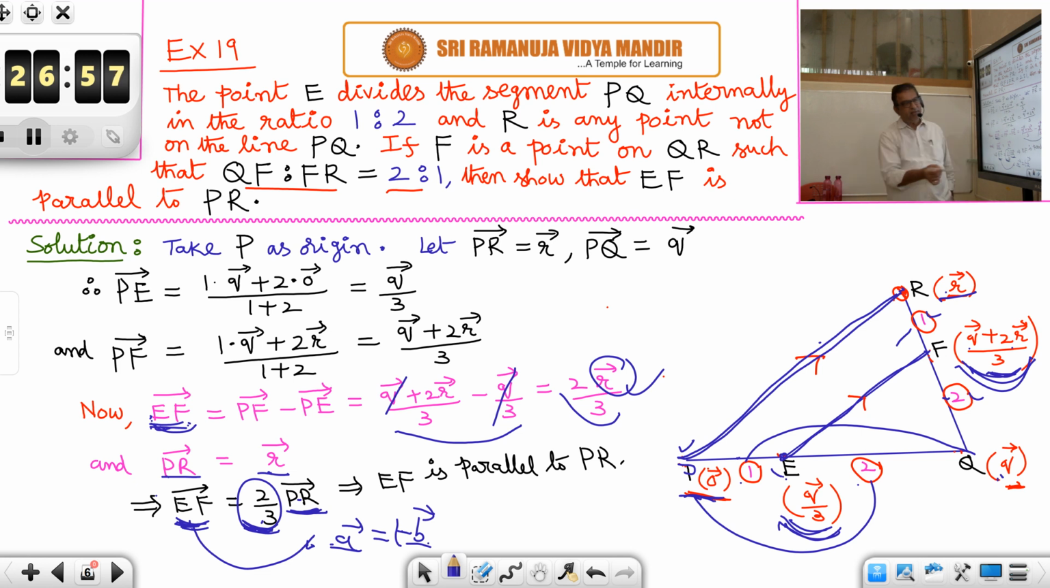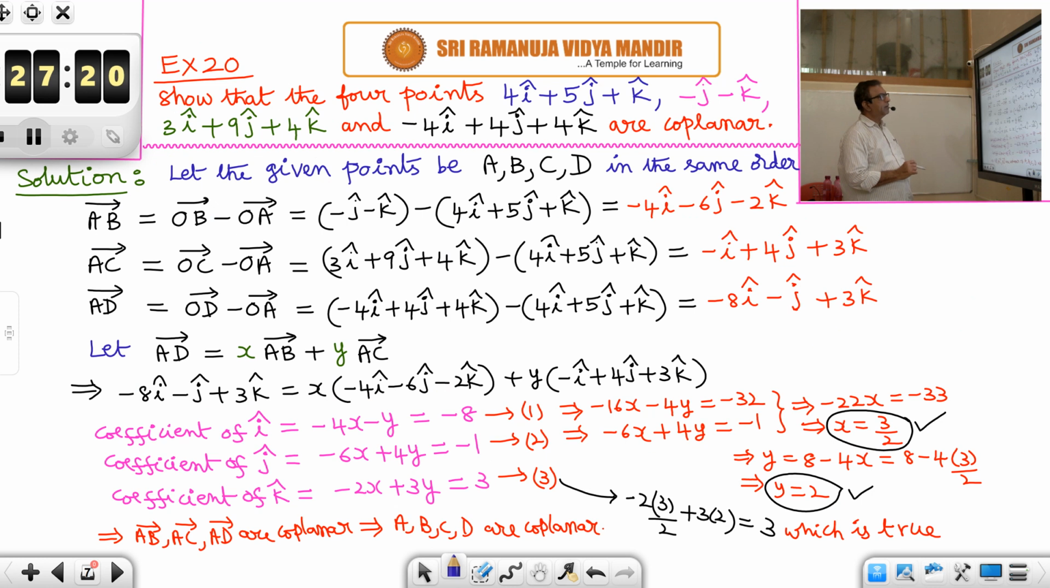Where is EF bar? See the direction of EF bar: bottom to top. What about the other vector, PR bar? This is also from bottom to top. That means they are not only parallel, they are like vectors. Here the positive constant implies that they are like vectors. Okay. Let us see the next one.